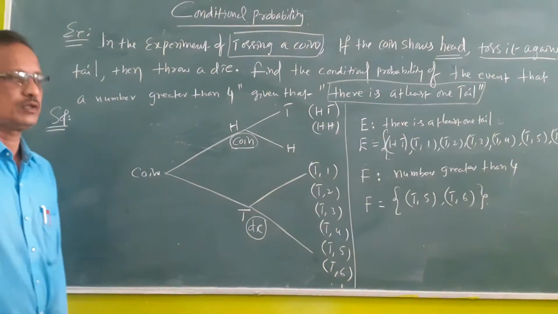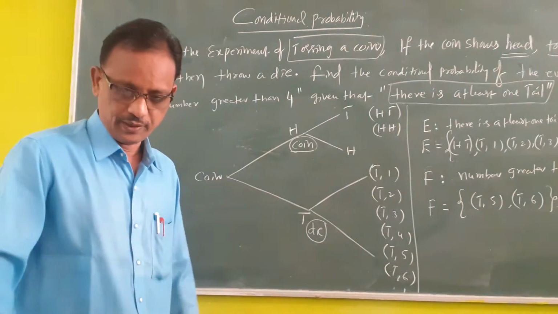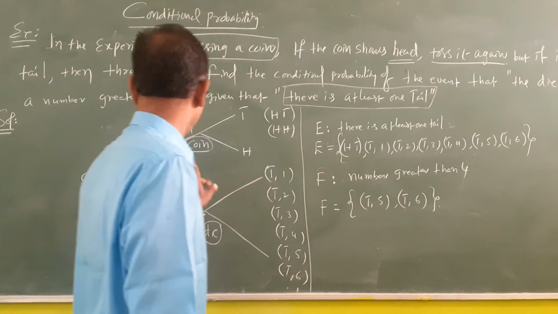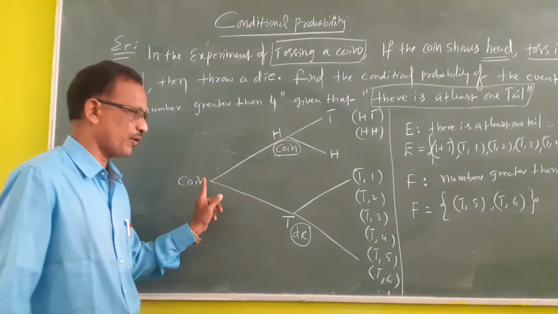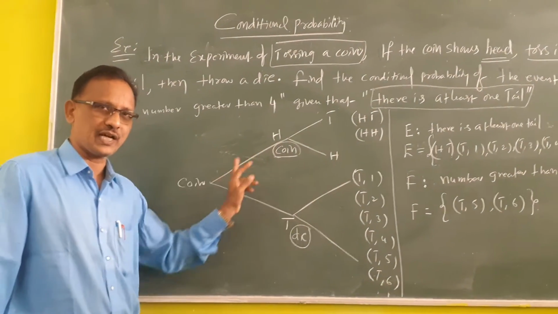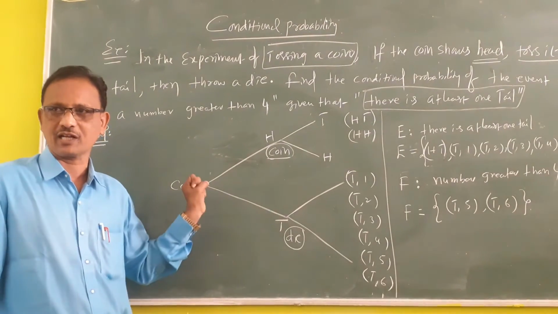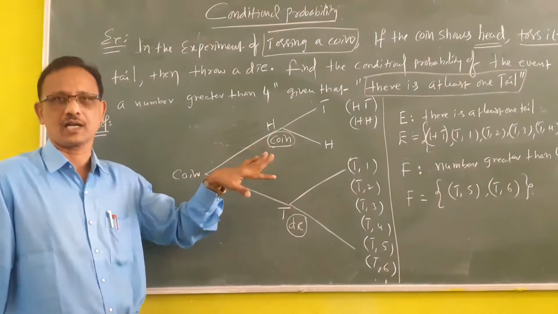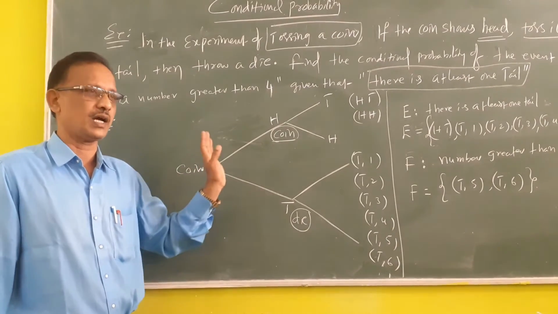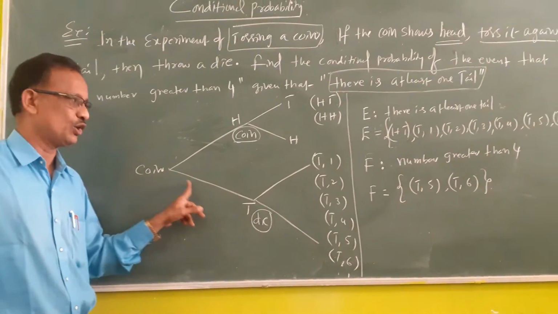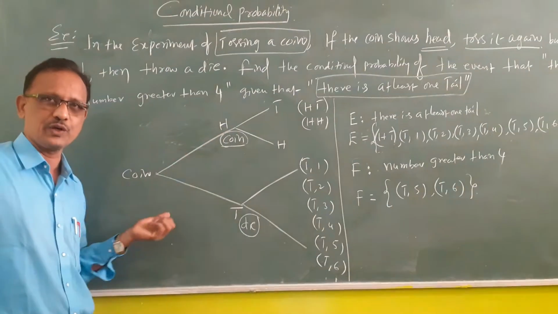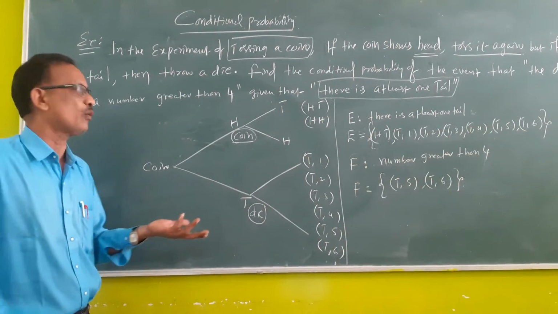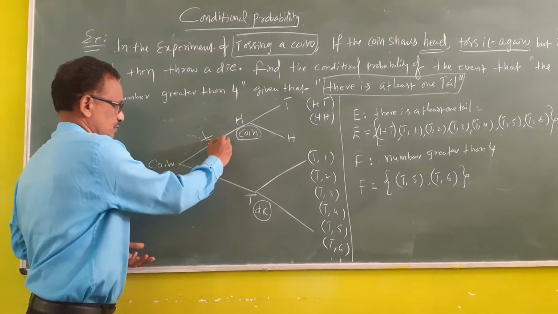Right. So how do we find probabilities on this? See, this is the experiment. Here two experiments are there, one after another. This is the first experiment: to get a head when we toss a coin, what is the probability? 1 by 2.